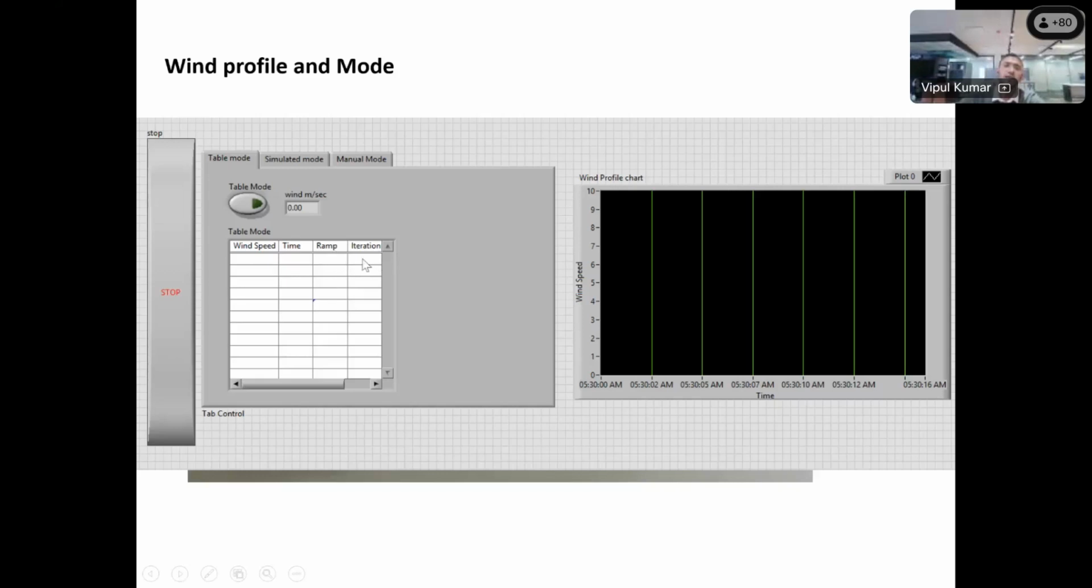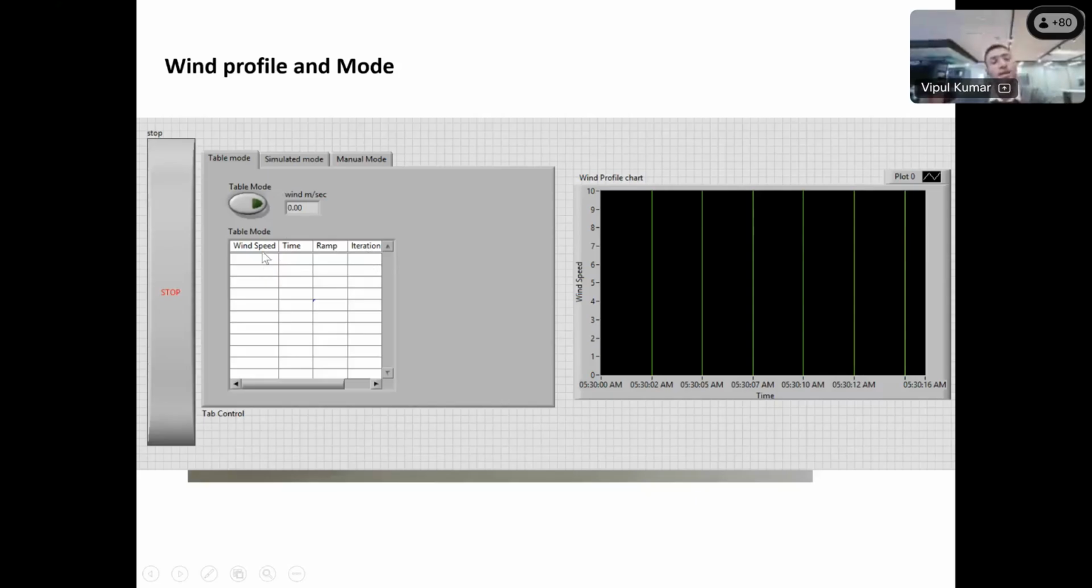And iteration, like if he entered a wind speed of 4 meter per second, it would run 2 times or 3 times, so he can enter the iteration. Okay, if he enters 1, then it will run once, and whatever time he entered, it will run for 15 or 20 seconds.